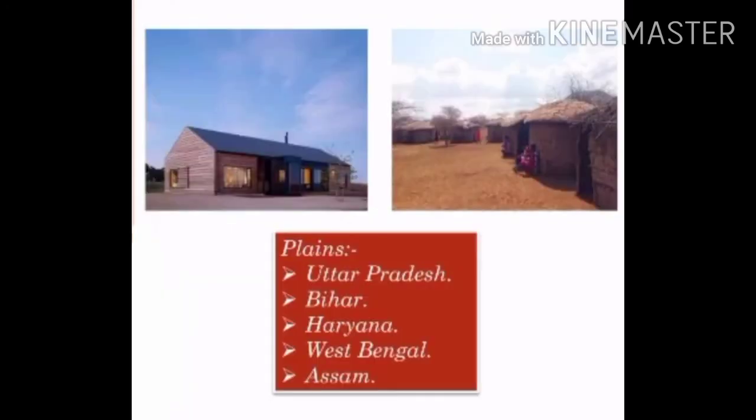Now at the last we are going to study about the plains. The plains region means the states of Uttar Pradesh, Bihar, Haryana, West Bengal and Assam. In these regions also they are completely having good structure of the houses.